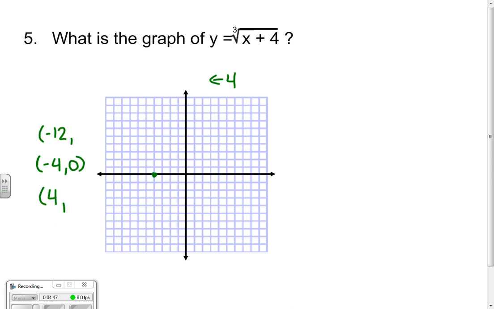Negative 12 causes a little bit of an issue. Negative 12 plus 4 is negative 8, and the cube root of that is negative 2. The reason I say it causes an issue is because at this point I'm off the graph. It's okay. Technically, you should rescale, but I won't for this one. 4 plus 4 is 8, and the cube root of that is 2. So this graph is the same graph, only it slides to the left 4.